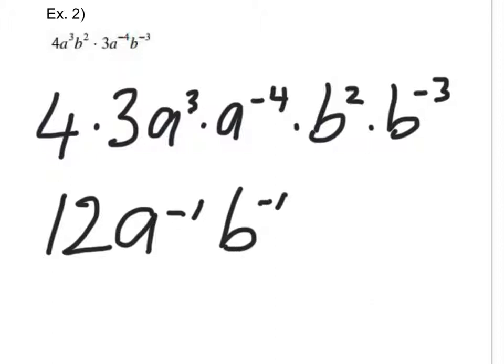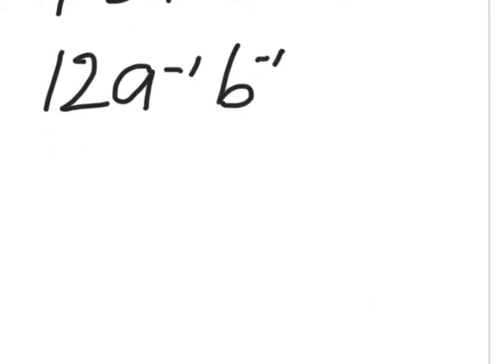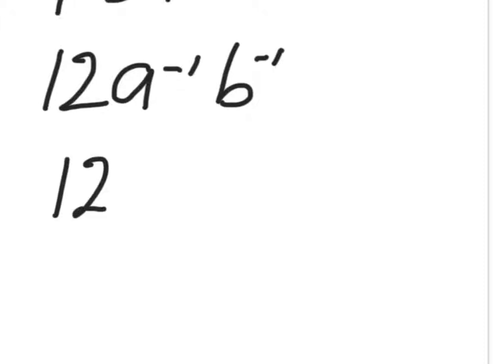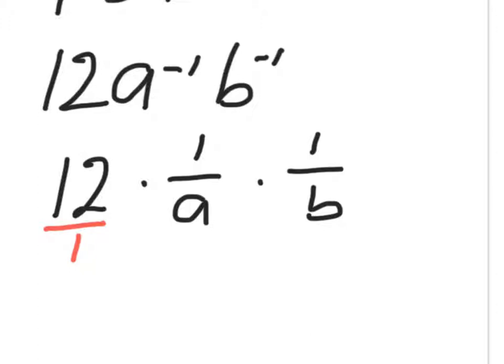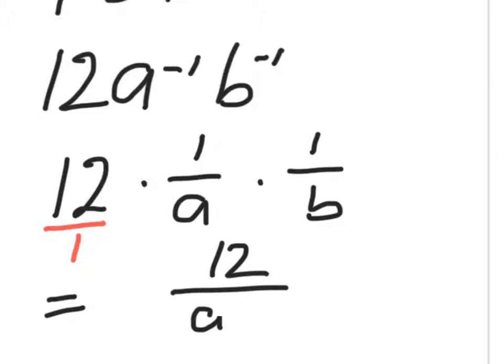We add them. So 2 plus minus 3 is 2 minus 3, so it's b to the power of minus 1. Now I said I don't want any negative exponents in my answer, so I need to change them. So we have 12 times a to the minus 1 is 1 over a, b to the minus 1 is 1 over b, and we have to multiply all these now to finish. Now remember that 12 is 12 over 1. So really what we have left is just 3 fractions that we're multiplying. So 12 times 1 is 12. And 1 times a times b, well a times b is just a times b, or ab.